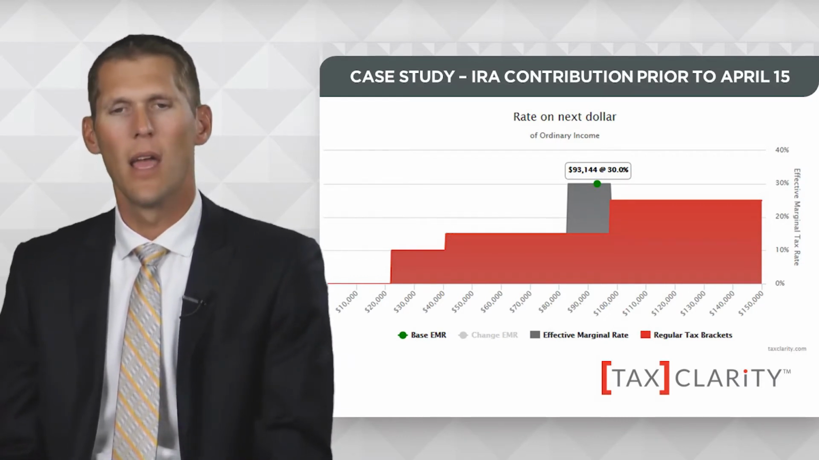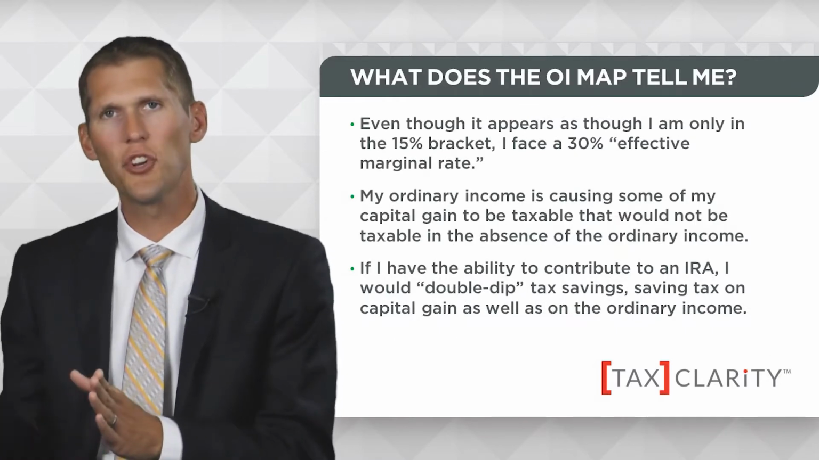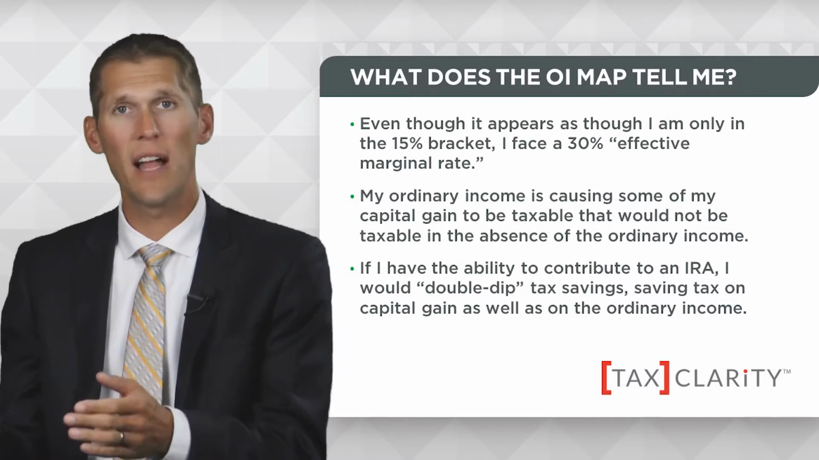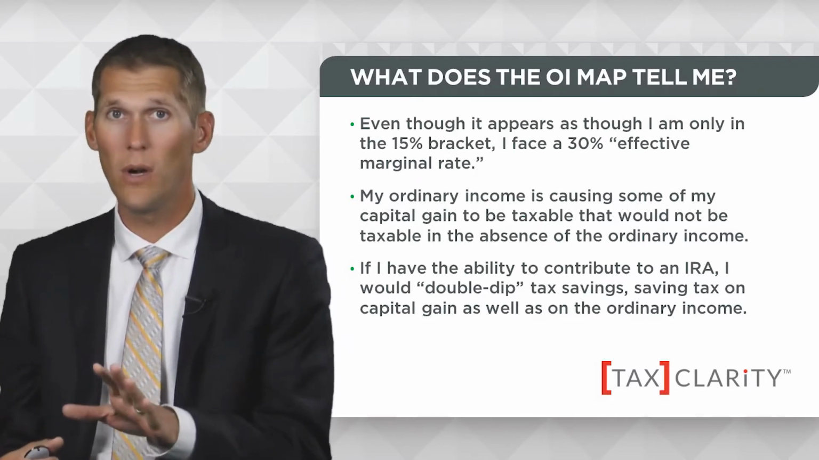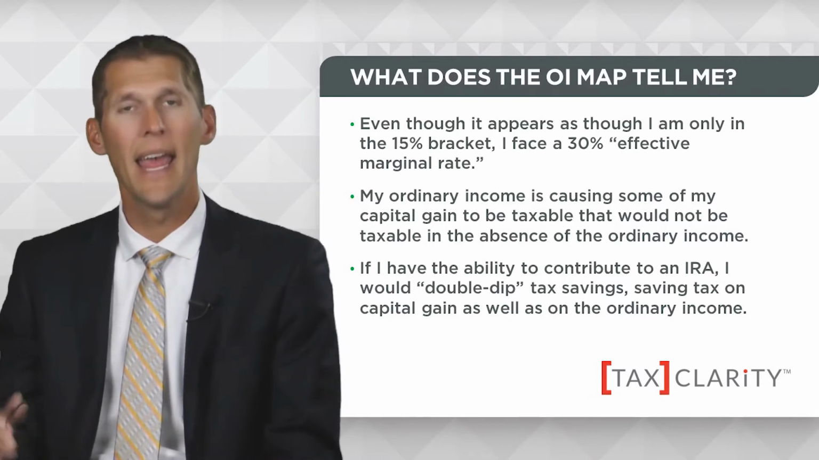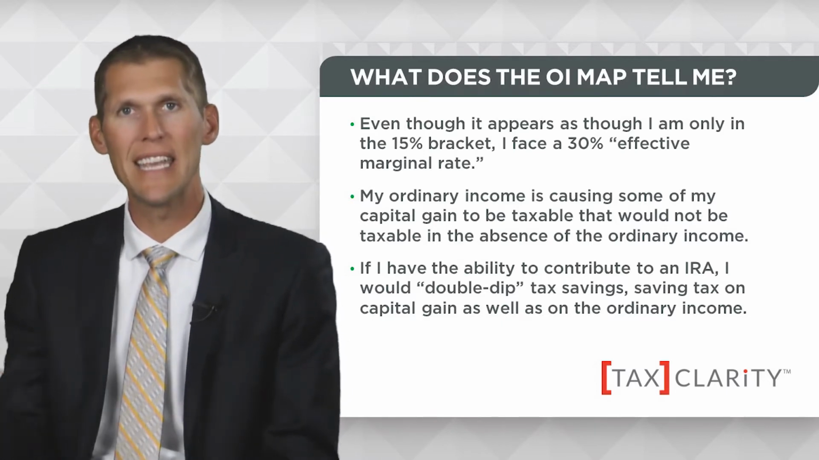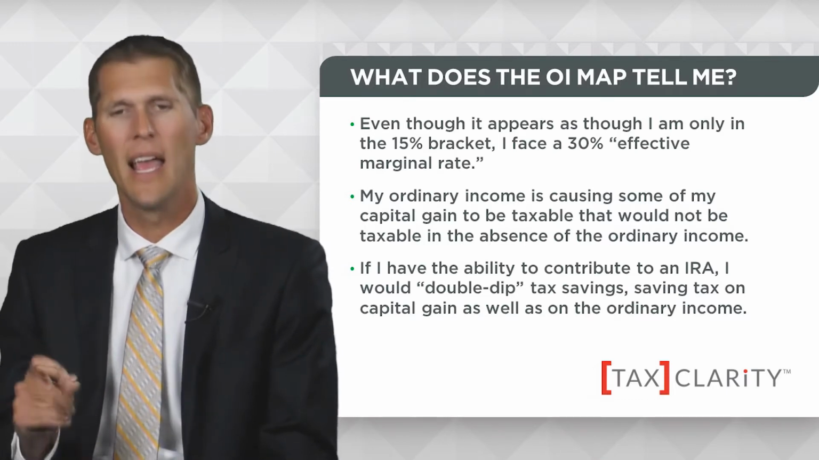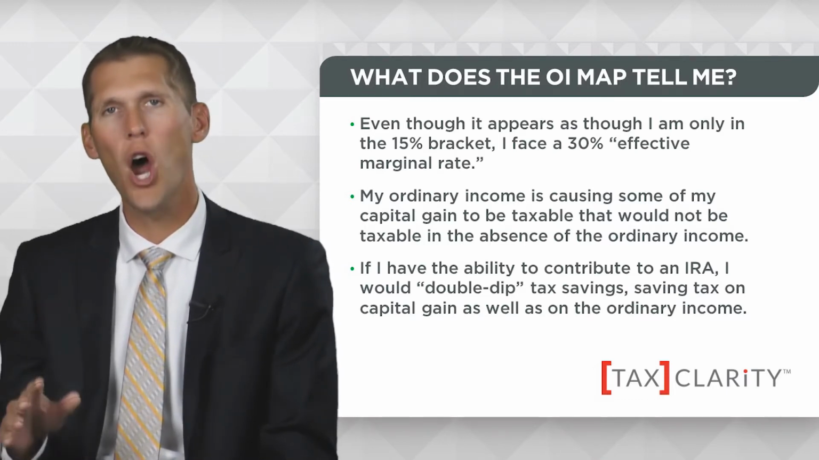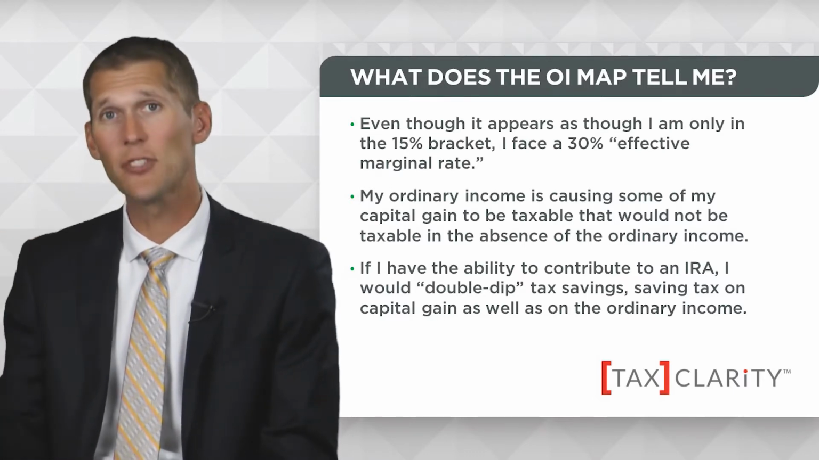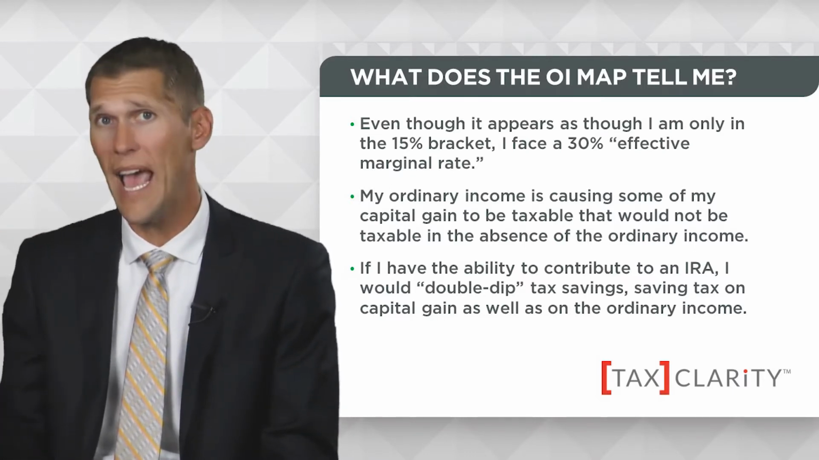What that means is that each additional dollar of IRA withdrawal or each additional dollar of earned income, or on the flip side, each contribution to an IRA, that's going to have a 30% impact on the client, not just the 15% impact. And the reason is because only part of their capital gains are taxable. So when I take an extra dollar of IRA withdrawal, what happens?